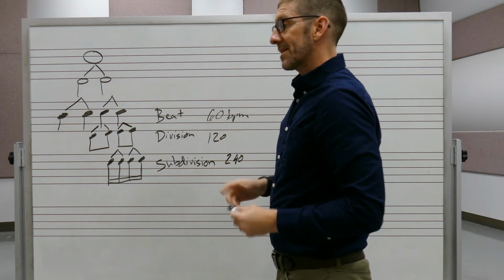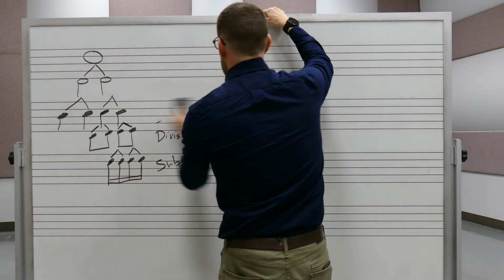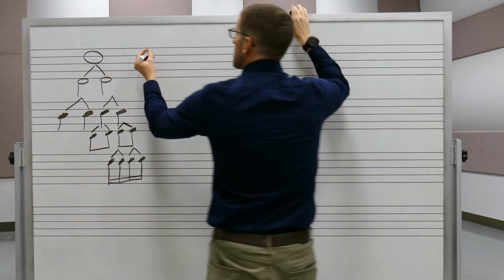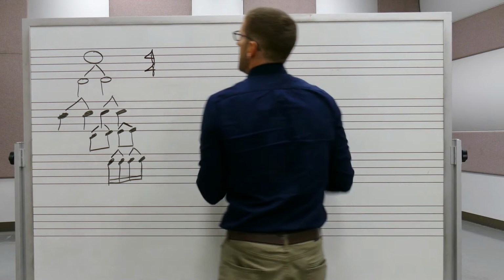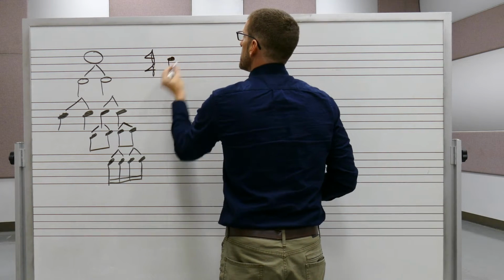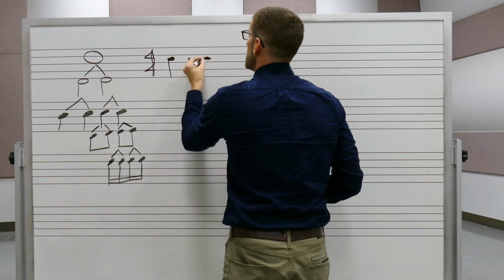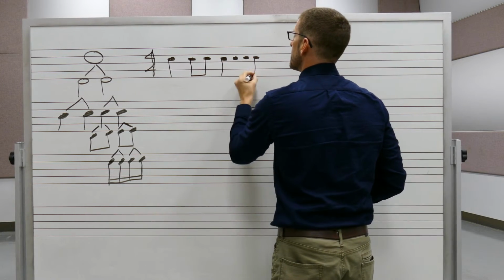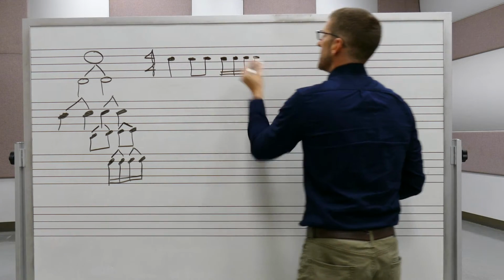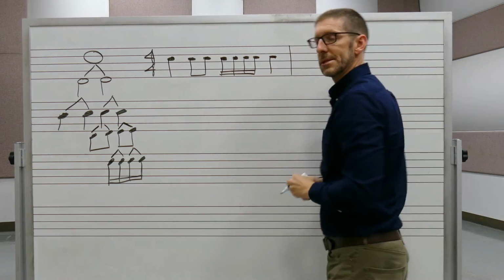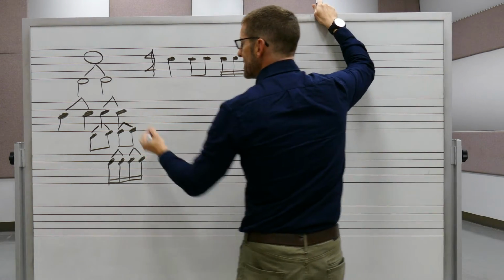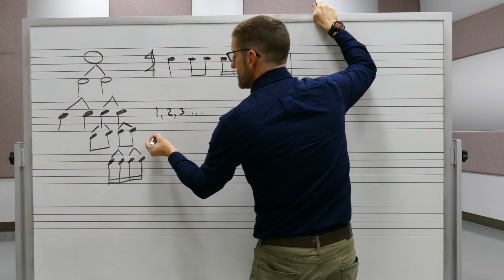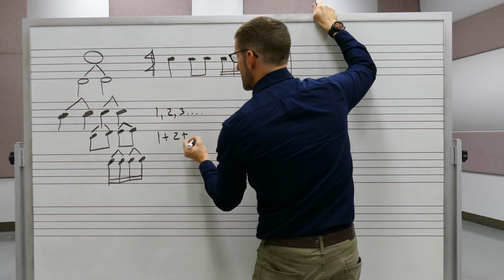Now, how does that affect our counting? Well, let's take this and look at an actual rhythm. So let's say I'm in 4/4, and I have a quarter note, and then I do 2 eighth notes, and then I'll do 4 16ths, so I'll have 4 subdivisions, and then I'll finish off with another quarter note here to make it simple. So my beat here is 1, 2, 3, and so on. My divisions are 1 and 2 and so on.